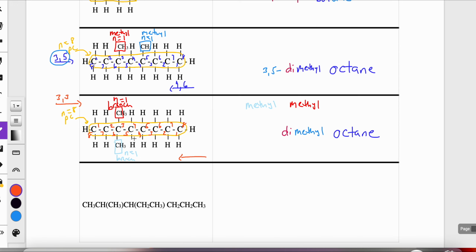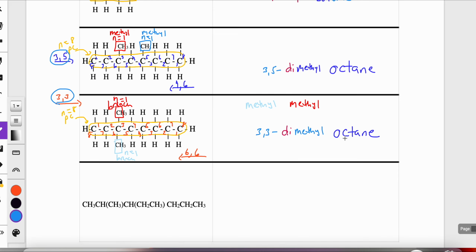And right back to the left, the red one is now on carbon 6, and the blue one is also on carbon 6. So these two branches are on the same carbon. We have a dimethyl, so that means we need two locations. So do we use 3,3 or 6,6? We choose to use the 3,3 because that is a lower number designation than 6,6. So we have to put this out front. 3,3-dimethyloctane.